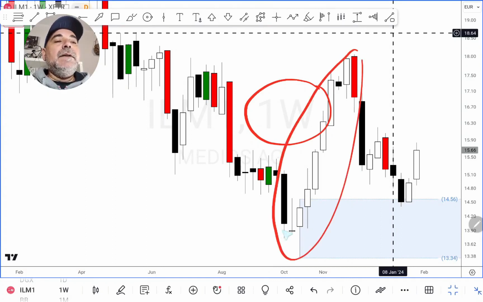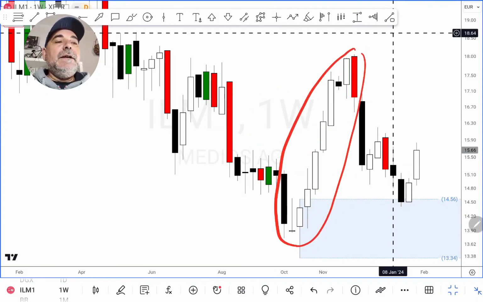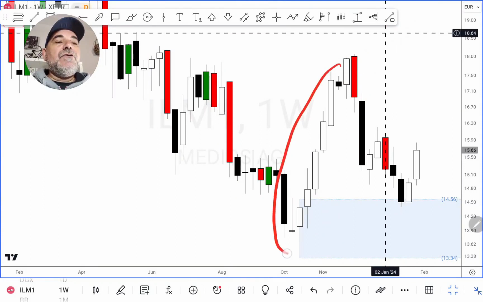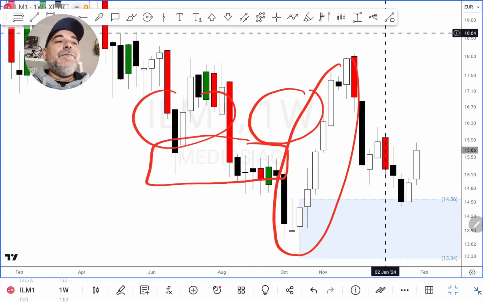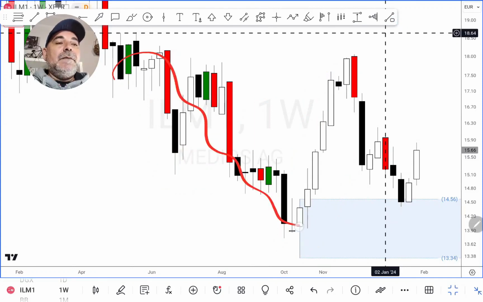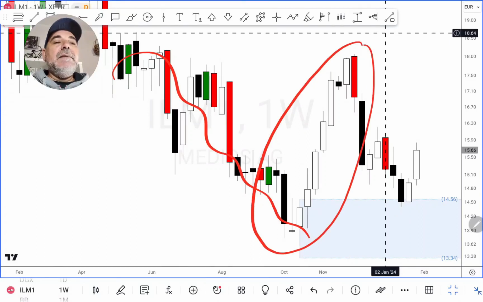What I'm talking about here is the strength of the move. Okay, and if you compare this move with this move over here or there, they have nothing to do with each other. So this is the strongest impulse in many, many months. Remember that we are analyzing price action right now using the weekly time frame for this German stock, Medios AG ILM1. So now what happens? We have the strongest impulse in many, many months.